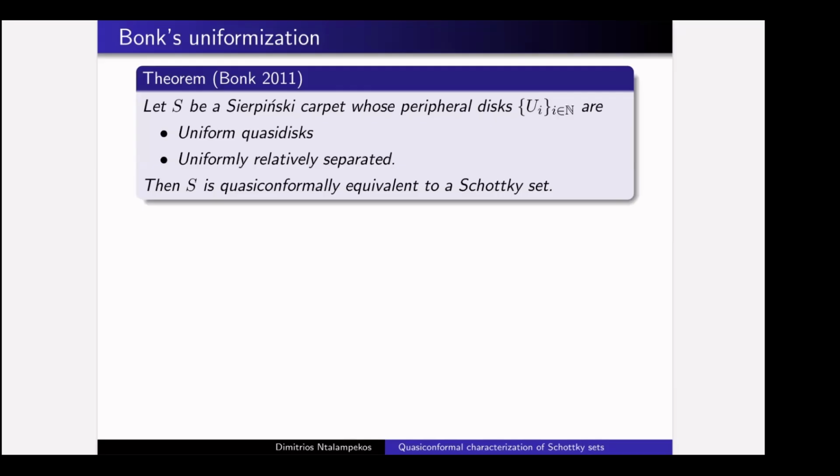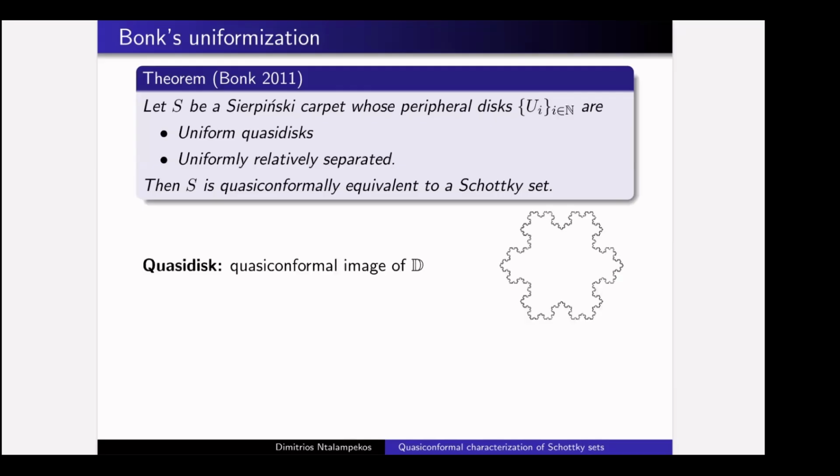Now, what is a quasi-disk? It is the quasi-conformal image of the unit disk. Again, the map is defined in the entire sphere. The most famous quasi-disk perhaps is the region bounded by the von Koch snowflake. And an equivalent definition of a quasi-disk is that the boundary curve has no cusps.